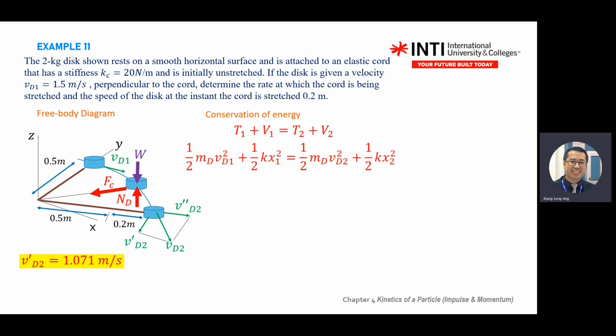Okay, so here you put in why is potential energy 0? In this case, why do you not include your potential energy? Right, okay. So the datum, the object always stays at your datum height, your Z. So there's no potential energy there. So you have half mv squared plus the spring energy before equal to after.